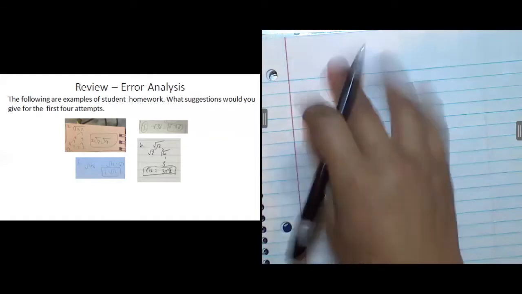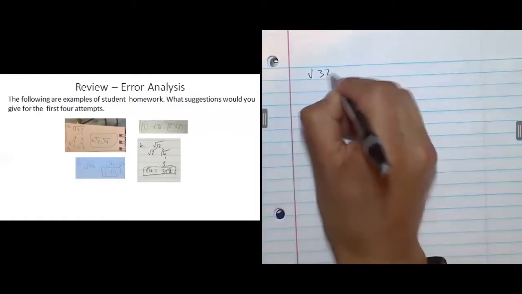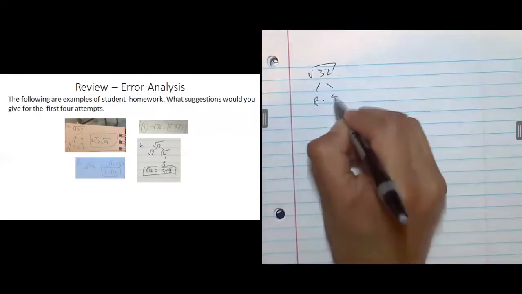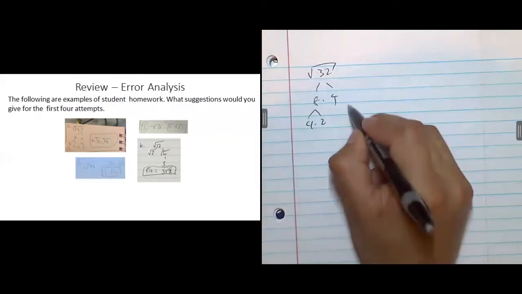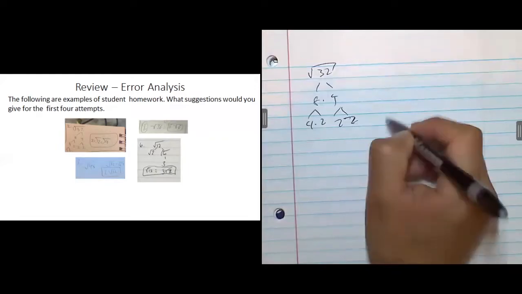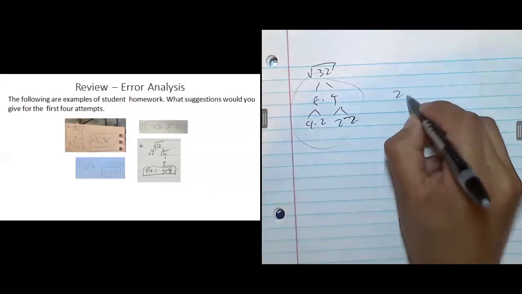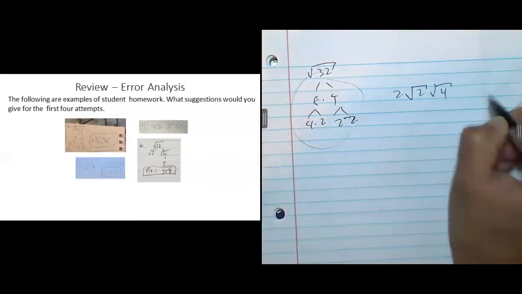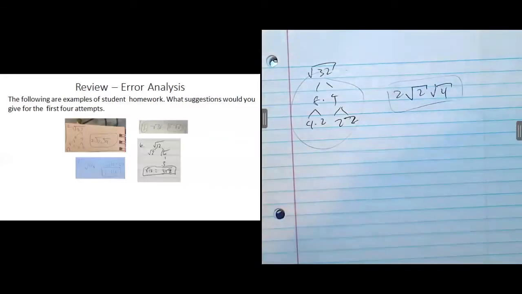I'm not sure who wrote this. I forgot, but someone said that the square root of 32, they factored it and they got 8 times 4, and they factored it and had 4 times 2, and then they factored this and have 2 times 2, and they said this told them that 2 times the square root of 2 times the square root of 4. They said that's the answer. I'm assuming because they boxed it. But what suggestions might you give your classmate?